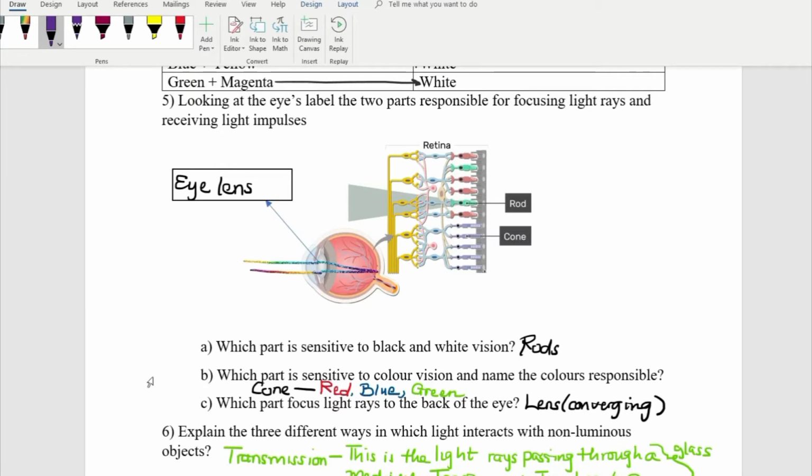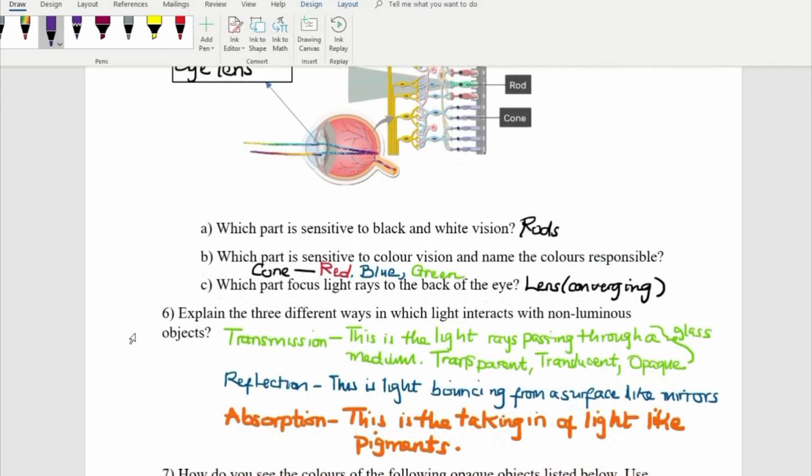So the last one here is which part focuses light rays to the back of the eye, and the final answer is the lens, which is right here, which is more of a converging lens that converges the rays coming from a source into the back of the eye, which is the retina.